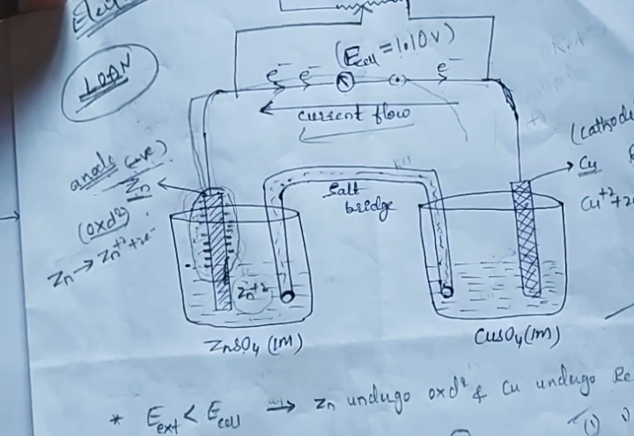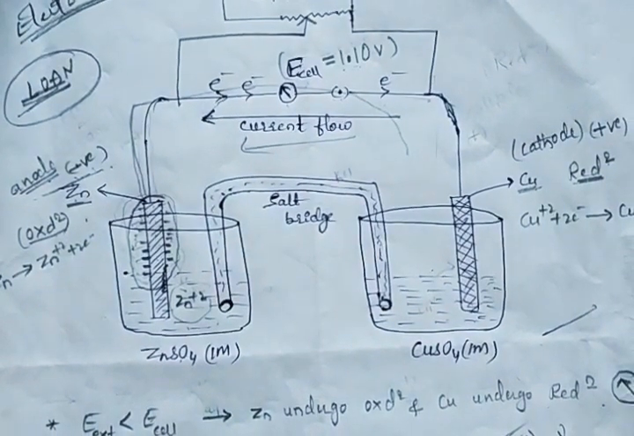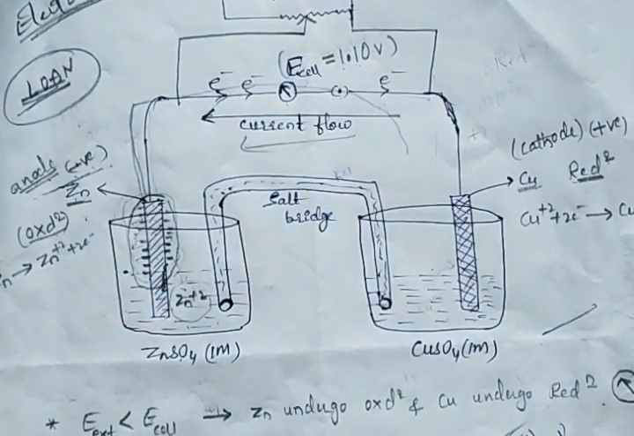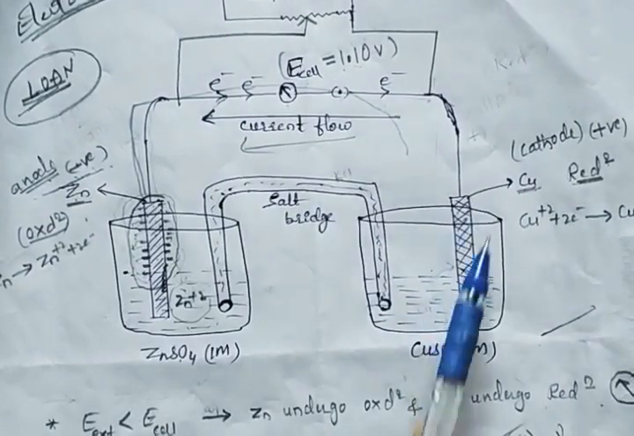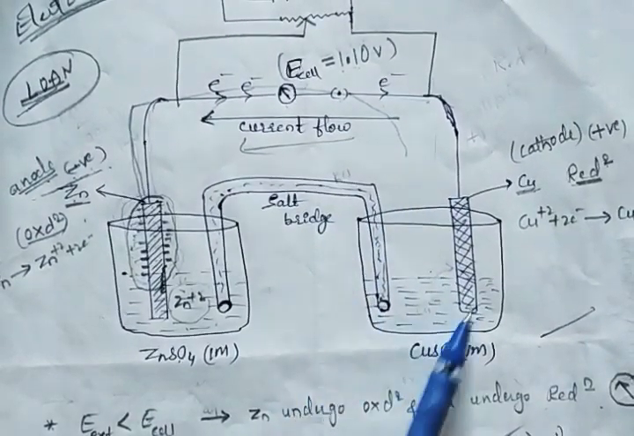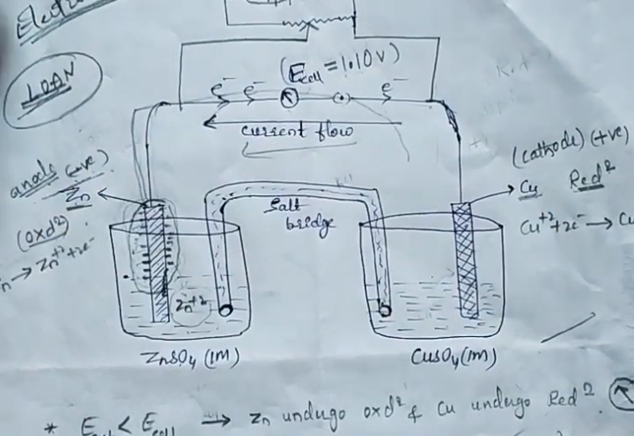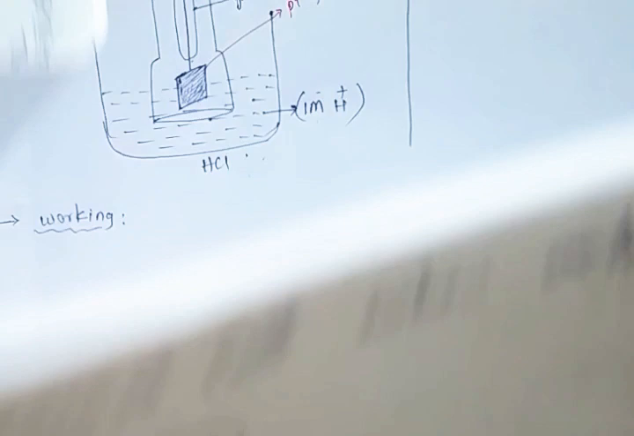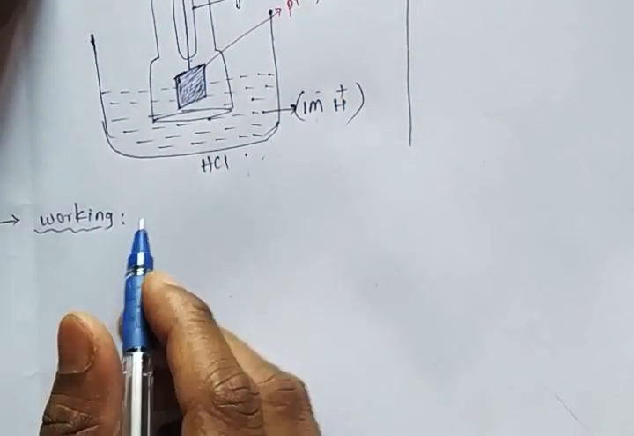Similarly, if I want to determine the electrode potential value of copper, then copper dipped in copper sulfate is the half cell. This copper dipped in copper sulfate half cell is connected with SHE. So thereby we can determine the electrode values. So now here there are two possibilities.